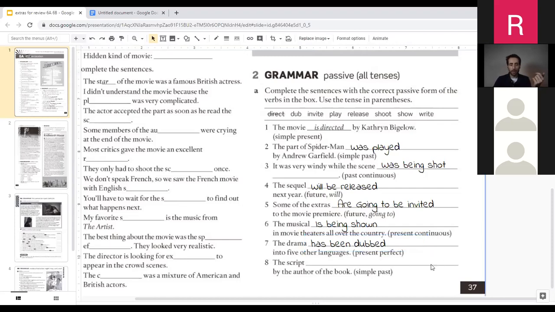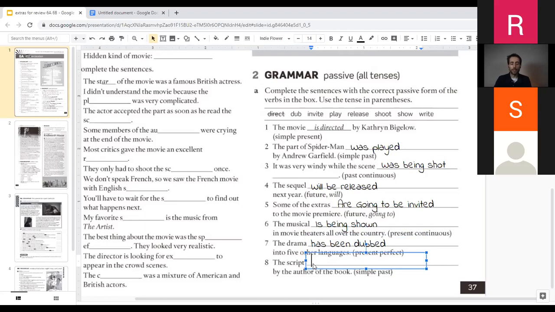And the last one, who can help us with the last one? I do. Okay, Santiago. The script was written by the author of the book. That is correct.